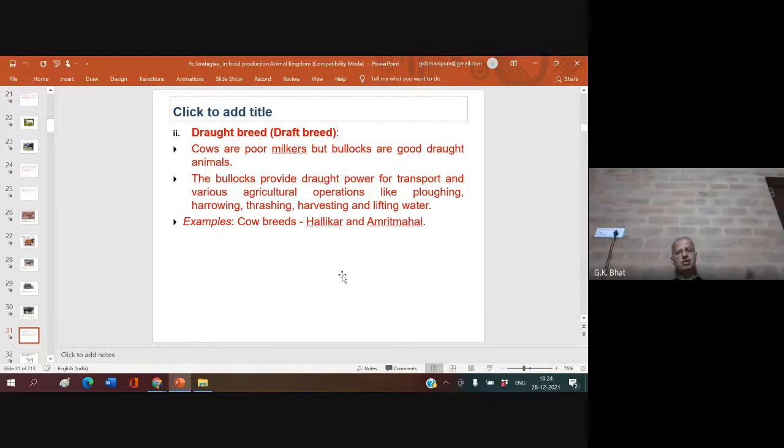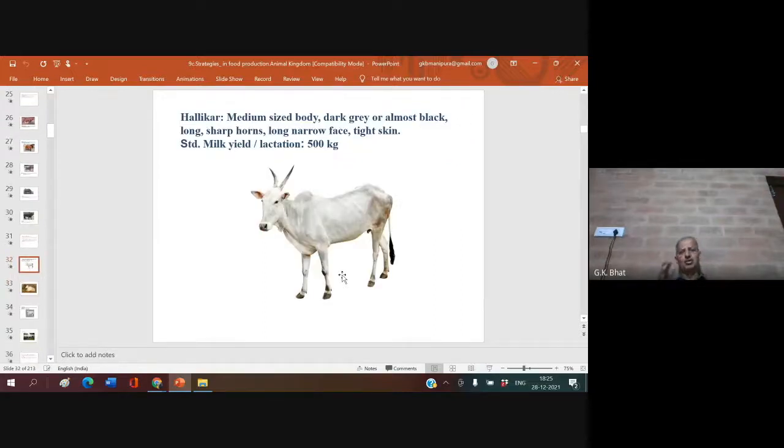And I'm sure you have seen this Hallikar and Amritmahal, but you never knew, oh, this is Hallikar, this is Amritmahal. Tomorrow, whenever you come across this cow or bullocks, say, hi, how are you? I have heard of you. Yeah, I know that you are Hallikar. I know that you are Amritmahal. They're very happy. Let us see that here. This is what you have. I'm sure you have seen this, Namrata. I'm sure you have seen this, Jayasri, Kavita.